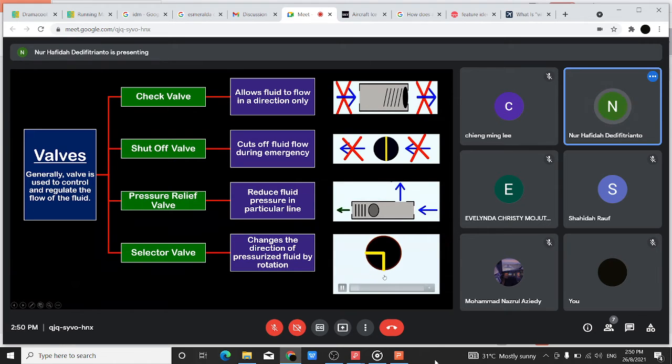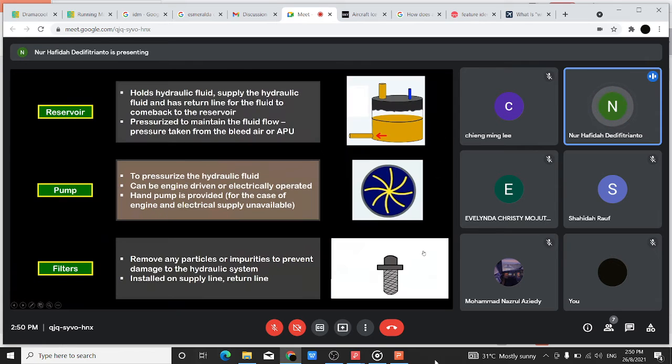For example here, if you want it to move to the right, you can just rotate the valve so that the fluid will move to the right. Okay, so the next one is the reservoir. The reservoir will act as a tank which holds the hydraulic fluid.